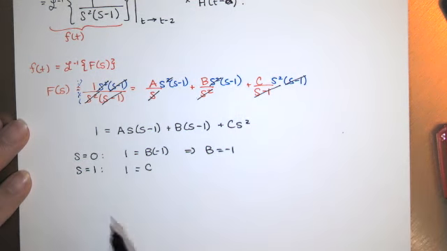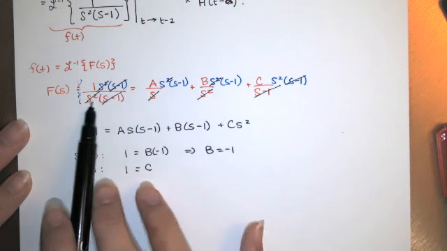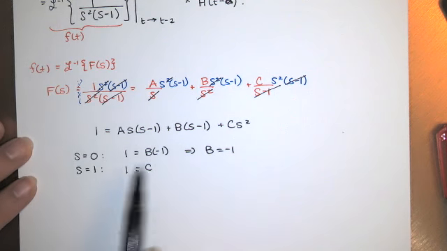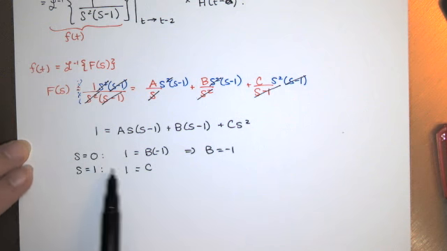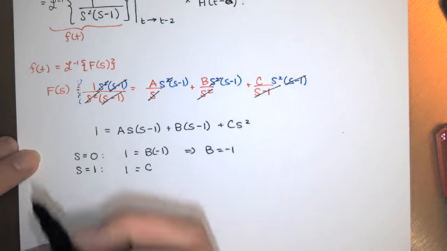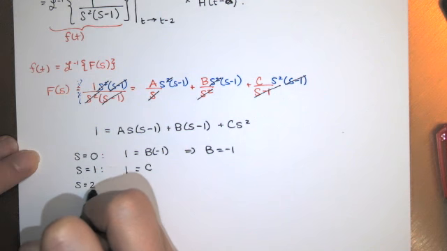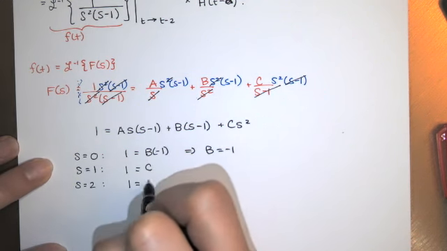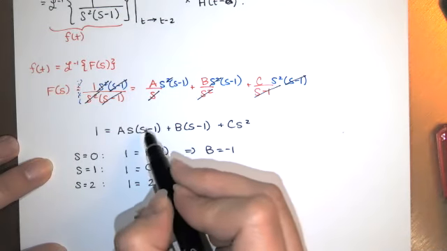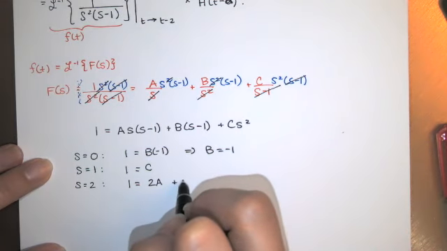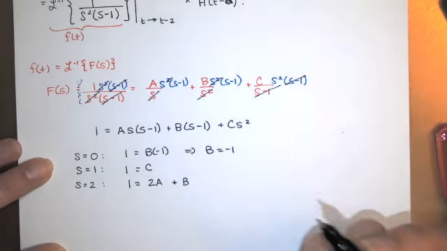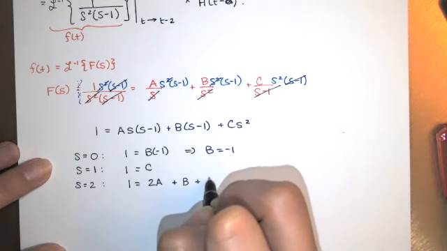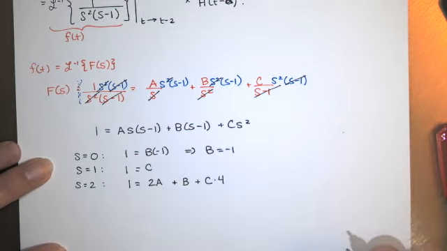Okay, now we only had 2 factors. One of them was repeated, so we were only able to get B and C from this. We weren't able to get A from this. In order to get A, we need to substitute another value of s. I'll just pick s equals 2. So we'll have 1 equals 2 times A times 2 minus 1, which is 1, plus B times 2 minus 1, which is 1, plus C times 2 squared, which is 4.